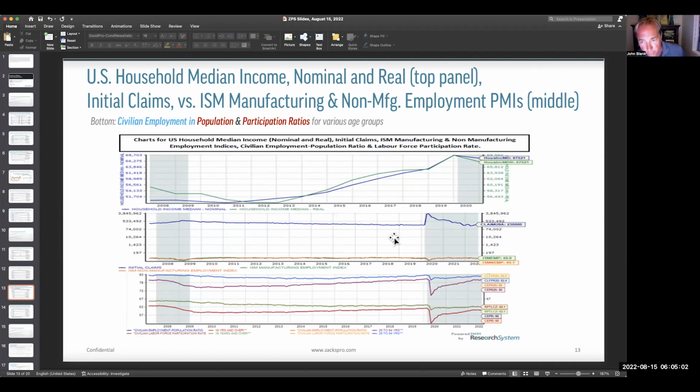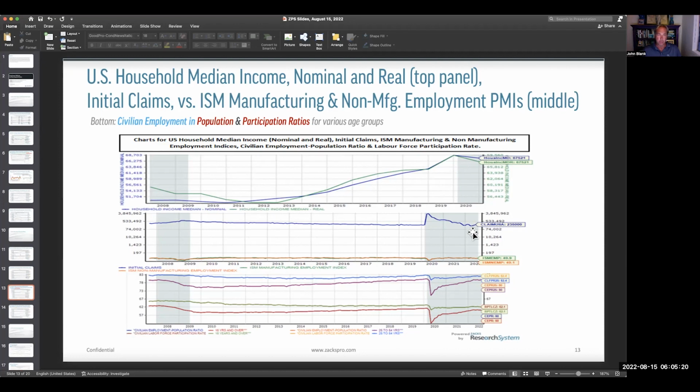You see, we're back down to where we used to be. Up here, we've got a nice rise in household, nominal, median, and real, and you can see now we're going back down. So actually, from a real income perspective, people are somewhat poorer than they were before the recession.